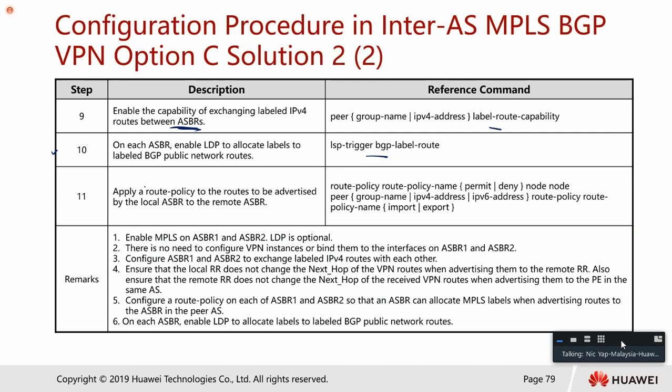And step 11 is apply a route policy to the route to advertise the local ASBR to remote. So only one policy is required, from the local to peers. It means that it's just policy number 1, just to apply MPLS labels. Is it okay? So you can see that they reduce some of the information compared to what we have inside solution number 1. Slightly reduced, the configuration is reduced.